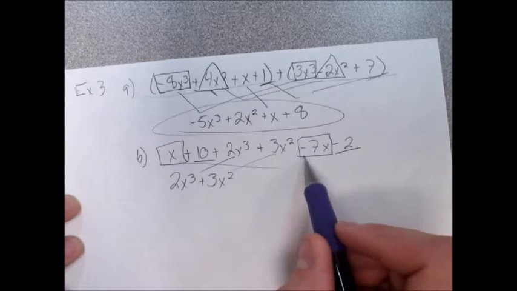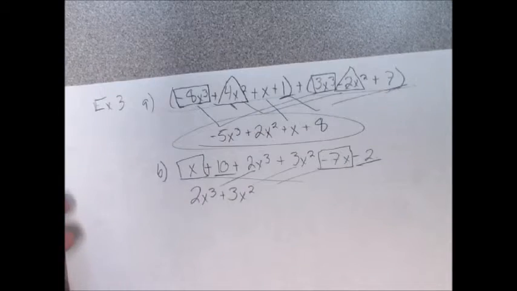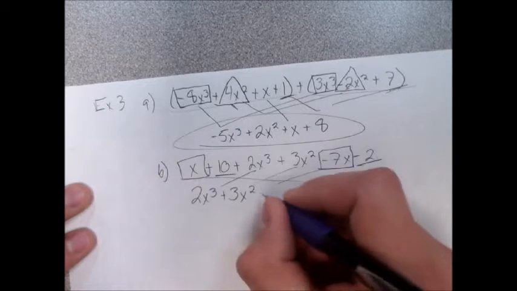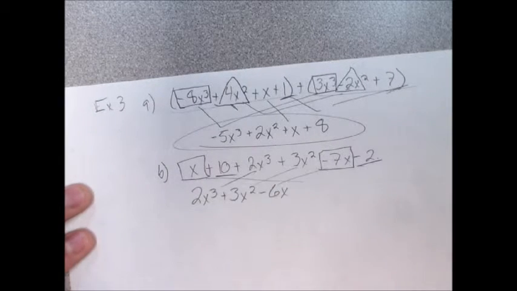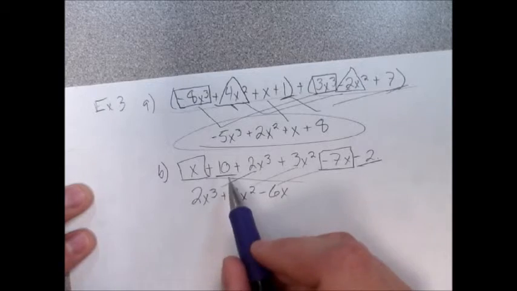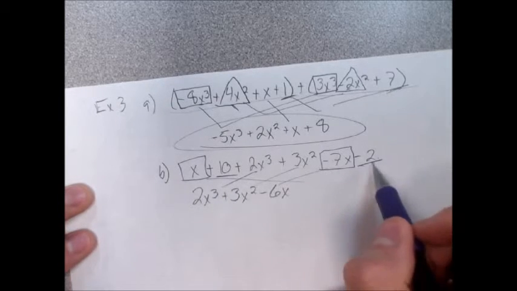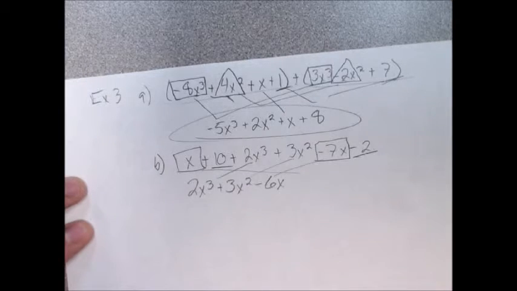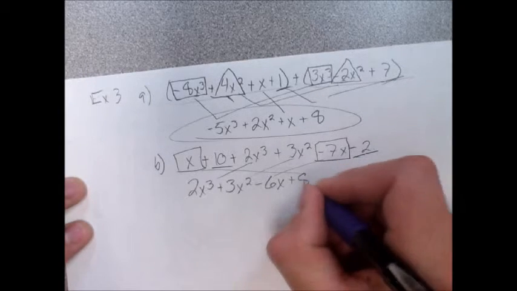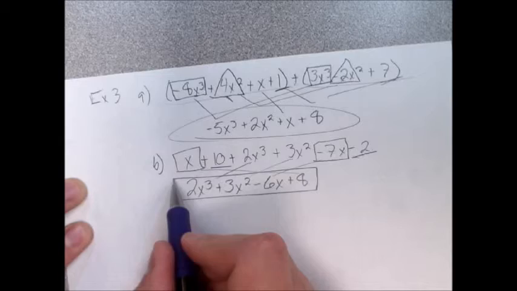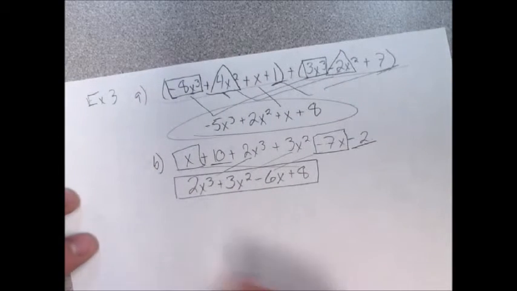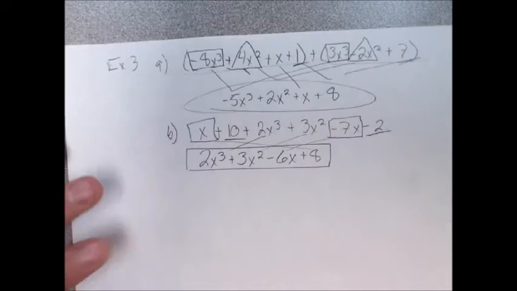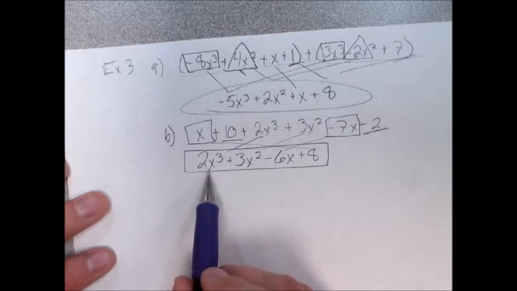So it's going to be the 7x and the regular x, right? So I have a positive 1 and a negative 7, which make a negative 6x when I combine them. And then I have no more degree measures here, so I have a negative 2 and a 10, which makes a positive 8. All done. Okay? How many terms are in this final answer? Say it louder. 4, right?